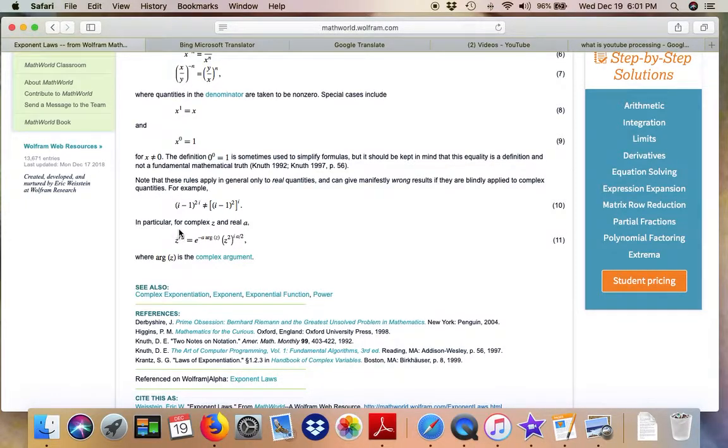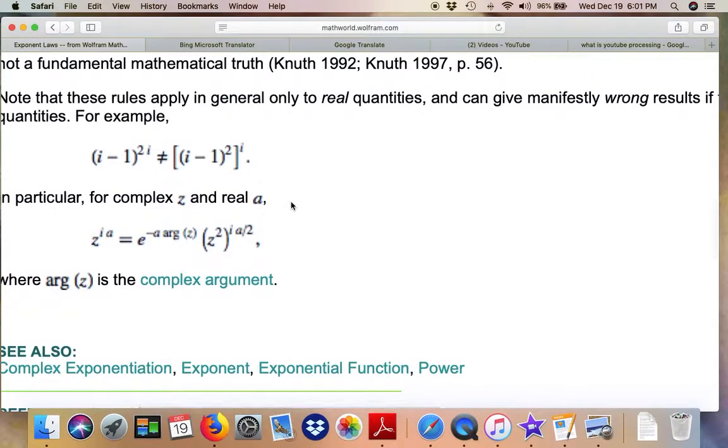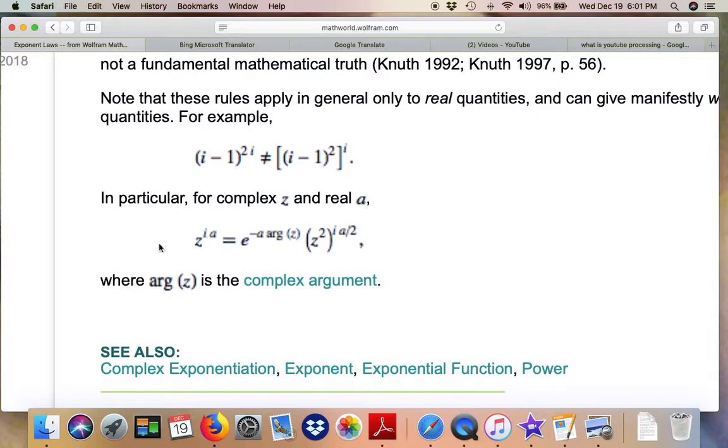In particular, for complex z, and maybe I'll do a video explaining what a complex number is, and z is commonly used, and it's like a cursive z instead of the other kind of z. It's a different font. And real a, and then there's a period there, I think. Or is that a comma? I was wrong, it's a comma. Okay. Hopefully the computer will increase the resolution. Sometimes it does and it doesn't when I blow up stuff, or expand it, make it bigger.